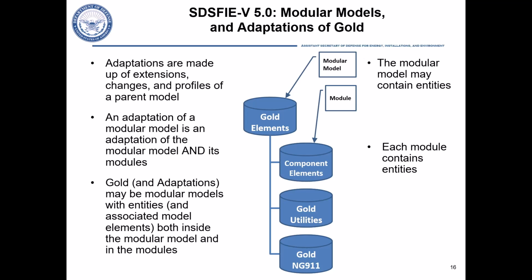So, the modular model may contain entities and its modules contain entities. And, as just stated, duplicate entities are not allowed. So, no entity can exist in more than one location within a modular model.